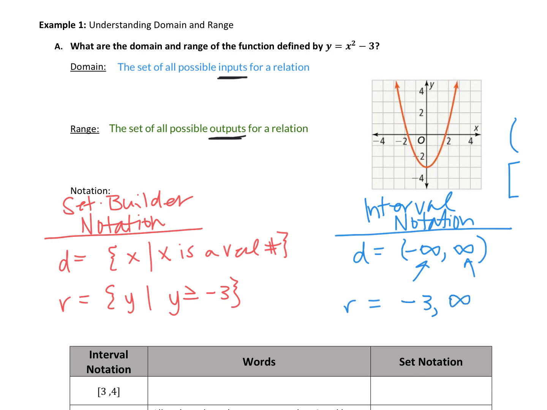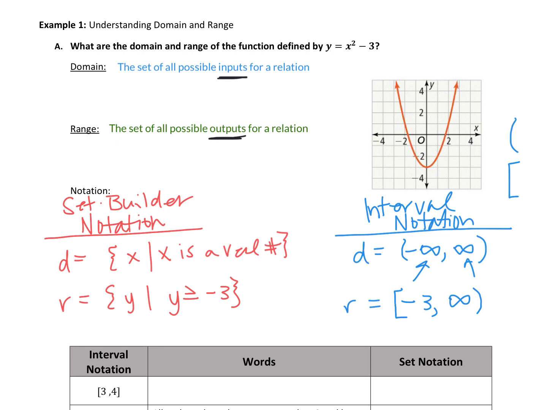Okay, so can we ever touch infinity? No. So we're going to put a parenthesis on that because we don't equal the infinity. But do you see how we did say greater than or equal to -3? That's where the bracket comes in. We're going to put a bracket on that side with the -3. So our range goes from -3 all the way to infinity, but our range does include that -3.